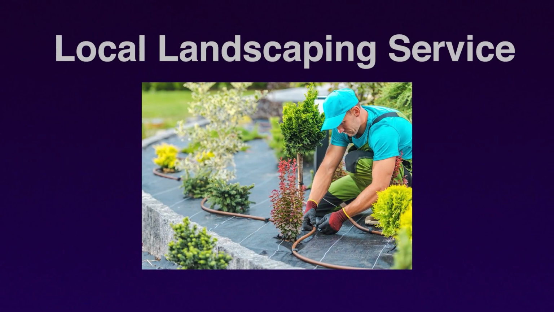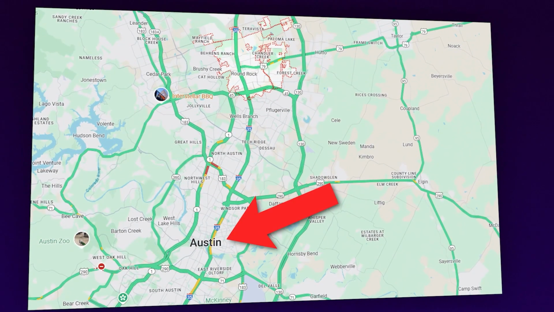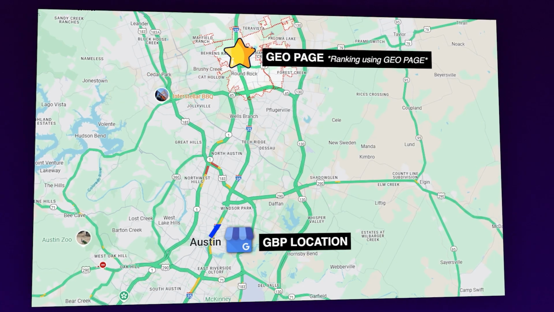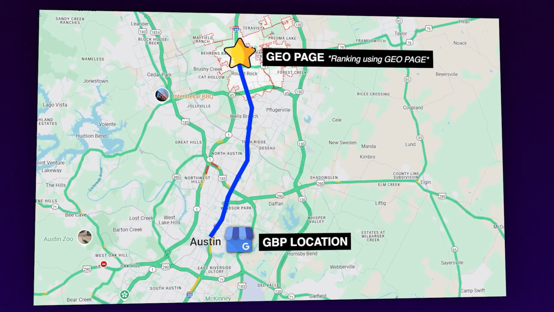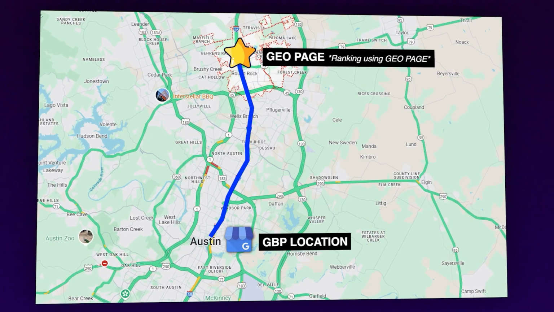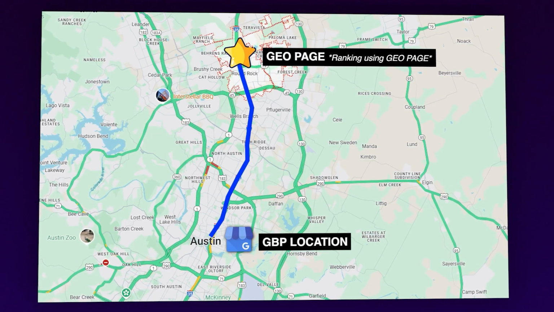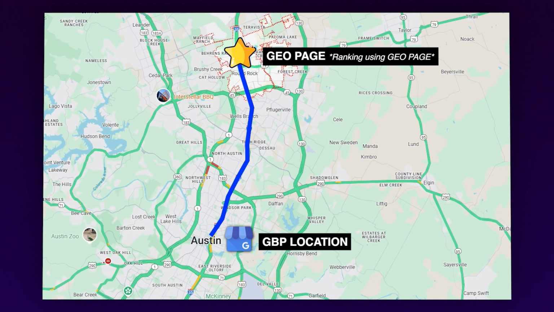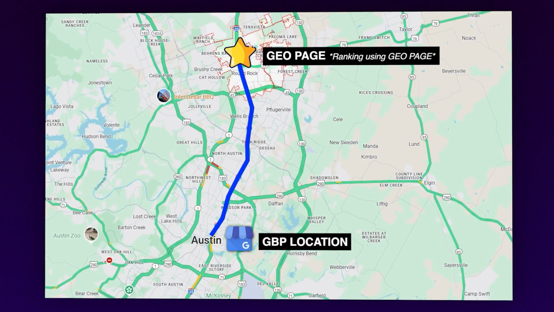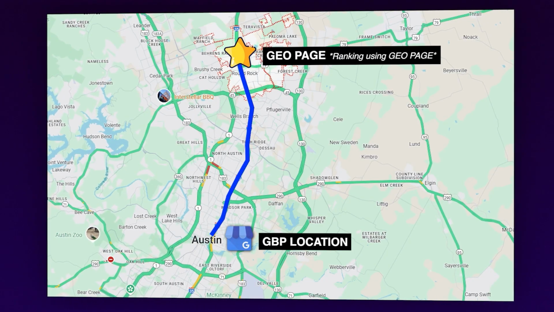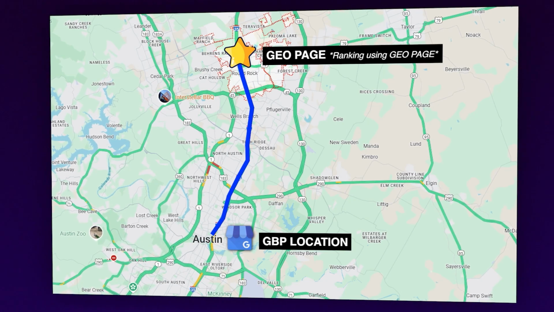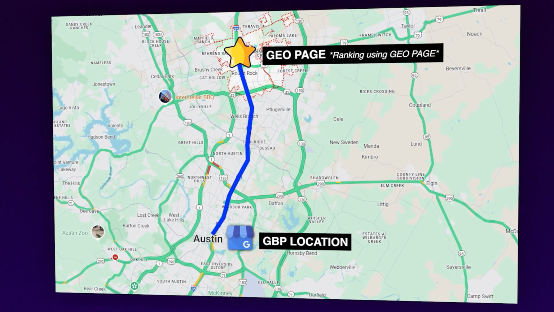Let's talk about a local landscaping service. For instance, a landscaping business based in Austin, Texas creates a geo page for landscaping services in Round Rock. Even though their main office isn't in Round Rock, this page makes them a top choice for residents searching for landscaping services in that area. For example, the page is about landscaping services in Round Rock. We don't have any GBP in Round Rock specifically, but we do have a page that links to the main service page, which I'll be showing you later in the video. Okay, so this is the basic concept. We will see one more example.